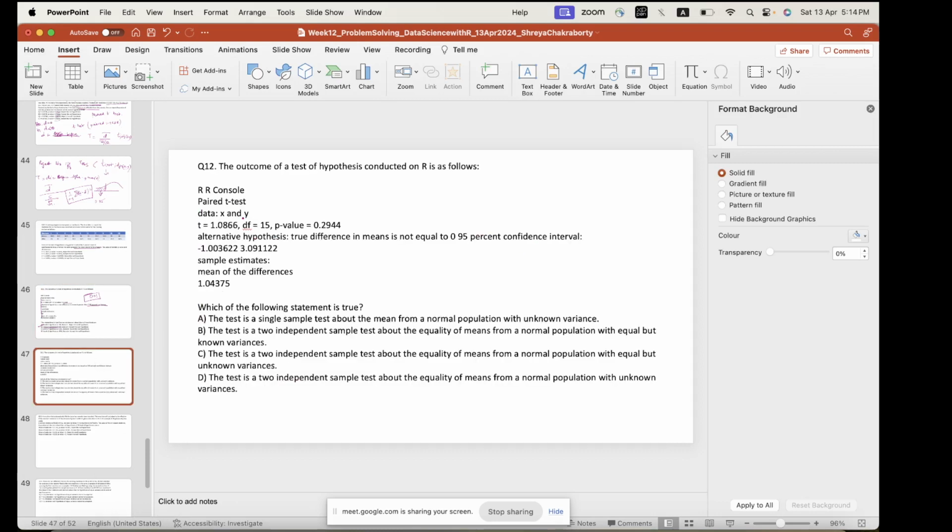Similar questions over here in case of a paired t-test. So the outcome is given here. Which of the following is correct? It's a single sample test about mean from a normal with unknown variance. 2 independent samples about equality of means from a normal with equal and unknown variances. Or 2 independent sample test about equality of means from a normal with unknown variances. So what should your answer be?